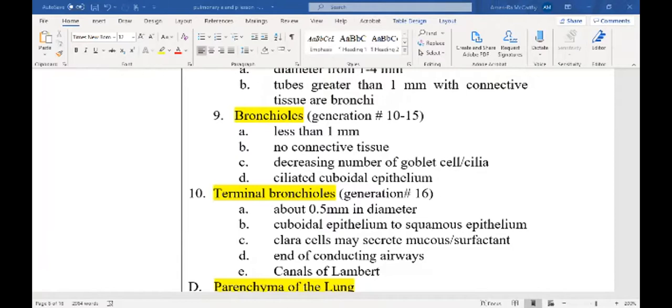Now, these terminal bronchioles have what's called canals of Lambert on them. Canals of Lambert are communication portals from the bronchioles to the alveoli. Okay? The Canals of Lambert are communication points for the alveoli and the bronchiole. I'm going to show you that. We're almost done.